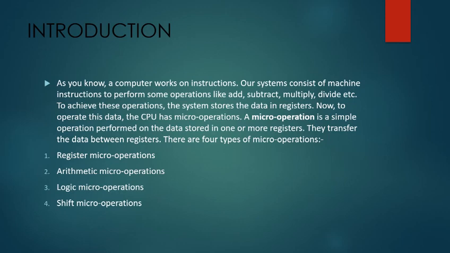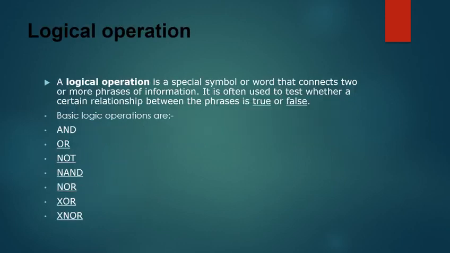So now, what is a micro operation? A micro operation is a simple operation performed on data stored in one or more registers. There are four types of micro operations: register micro operations, arithmetic micro operations, logic micro operations, and shift micro operations. Now, the basic logic operations are AND, OR, NOT, NAND, NOR, XOR, and XNOR.